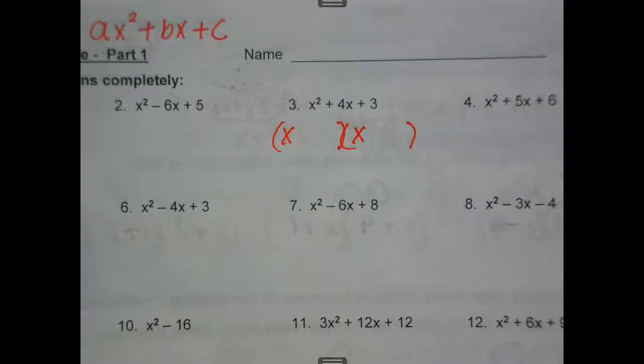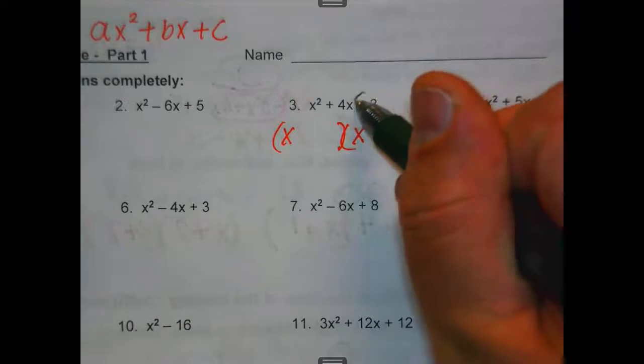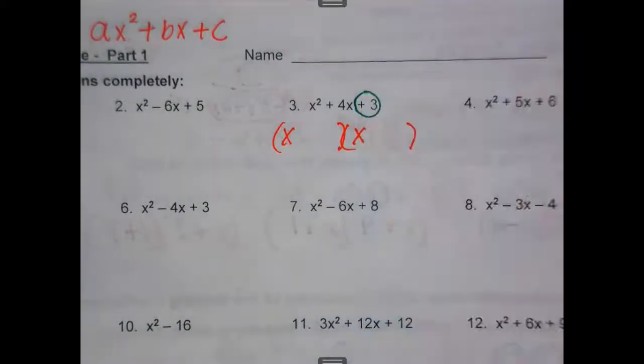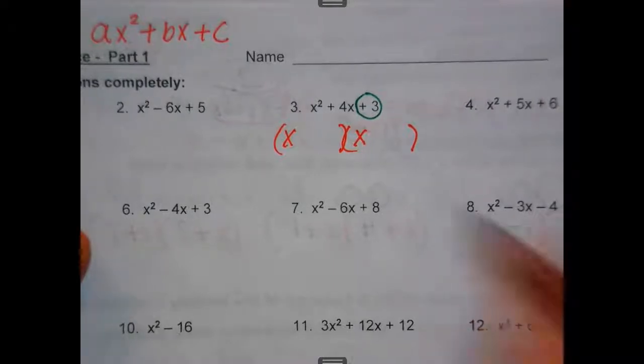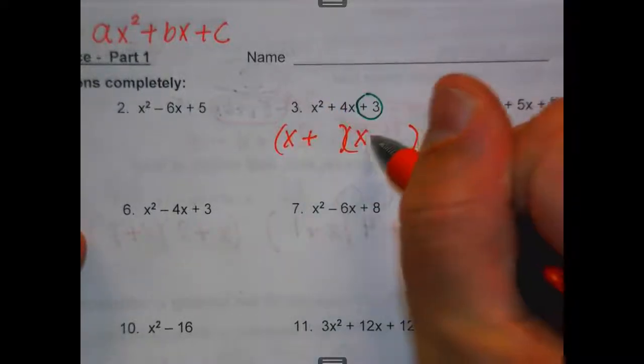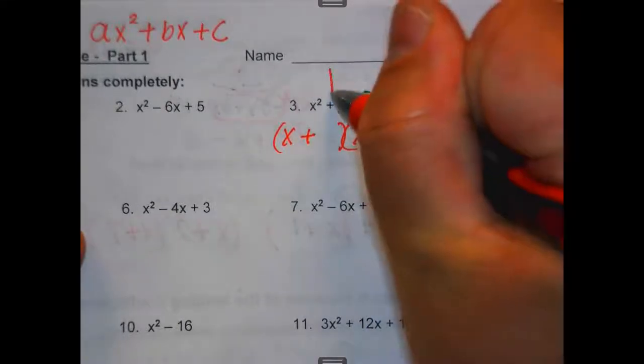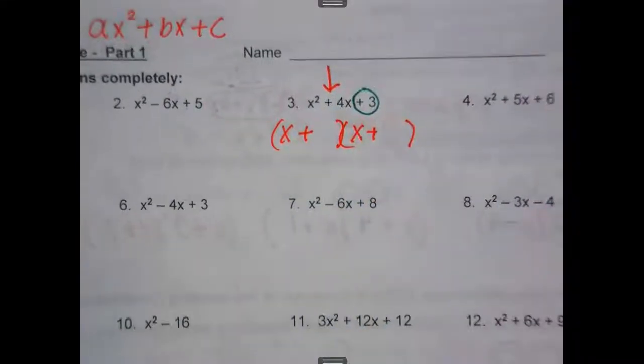All right, let's do the signs. I have to multiply to get a positive number, so I have 2 choices. I'm multiplying a positive times positive or a negative times negative. Which one am I going to use here? That's right, positive times positive, because they have to add up to a positive.